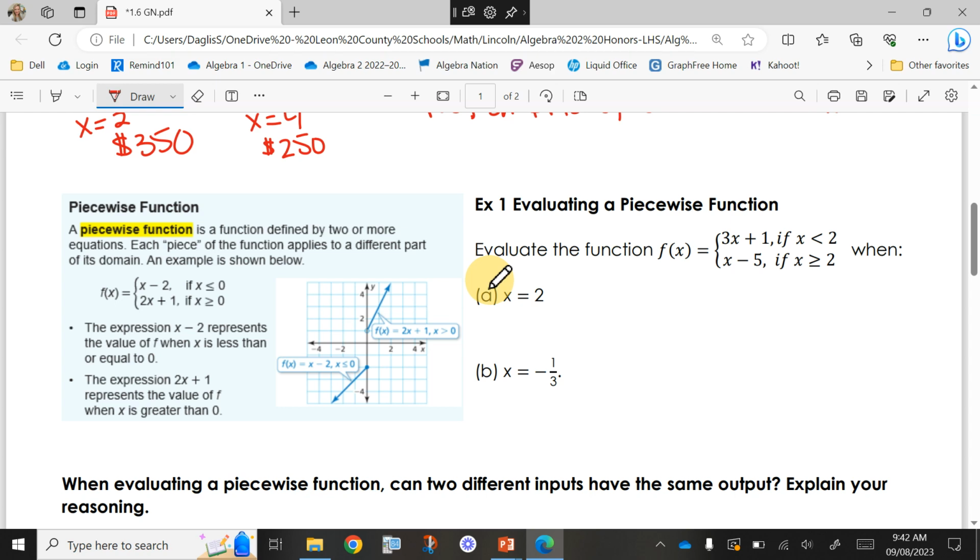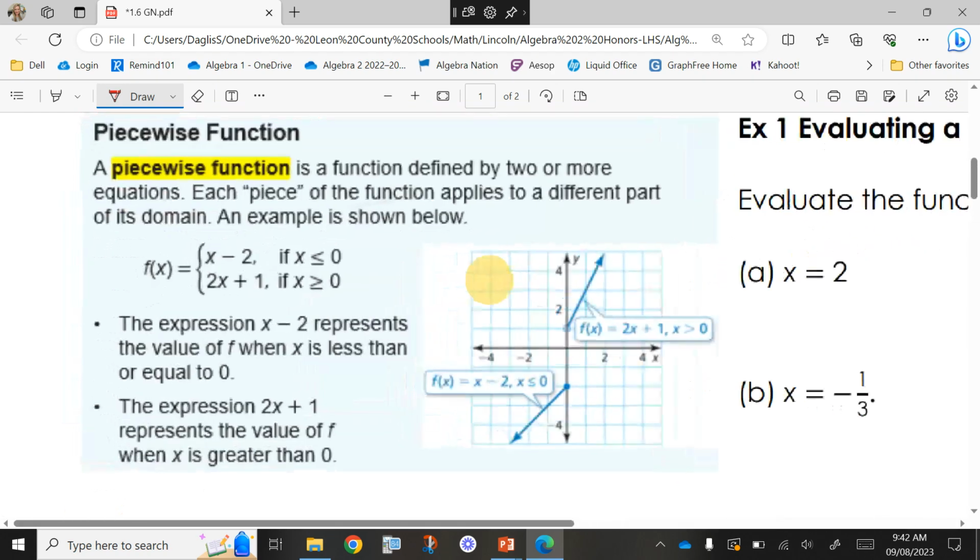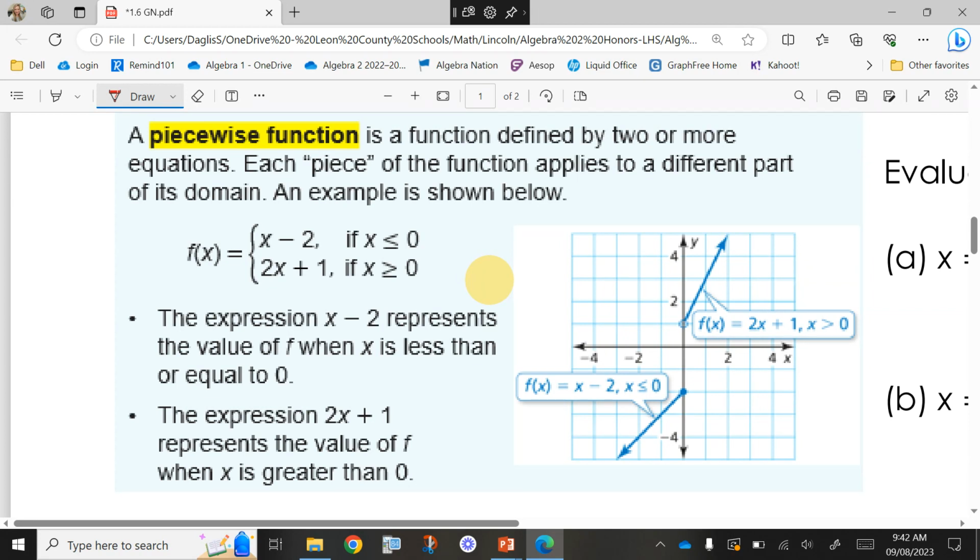An example is shown below. So see how f of x now has two functions attached to it instead of just one? So my function equals x minus 2 if my x's are less than or equal to 0 that I'm plugging in. And then my function is going to equal 2x plus 1 if x is greater than or equal to 0. Okay, so see how we have two separate pieces? So they don't overlap. One only exists less than 0. The other one only exists when we're greater than 0. What else do you notice about this? They are not connected.